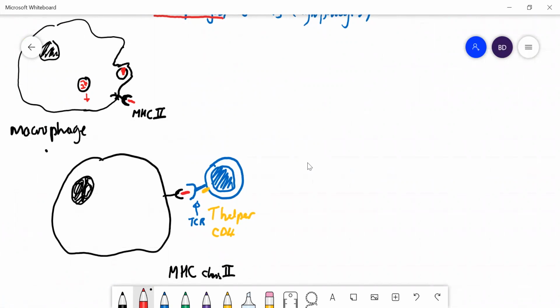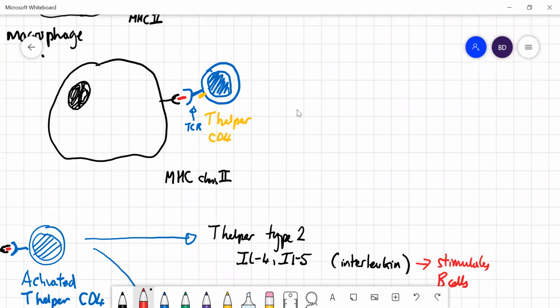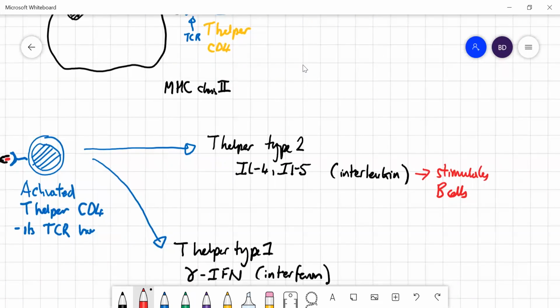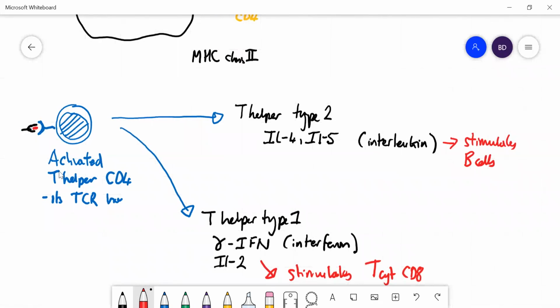T helper cells actually are subdivided into two types, so this is a bit confusing again. Now let's have a look here. So here's your activated CD4. This is your activated cell. It's bound to a bit of presented antigen. If it's one type of helper cell, it will produce this substance called interferon, gamma interferon, that's a gamma. Or it might produce this IL-2, which stands for interleukin 2.